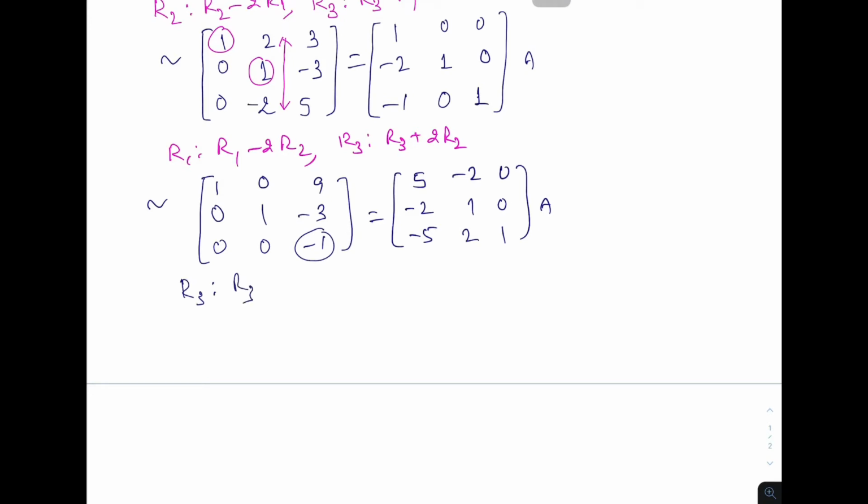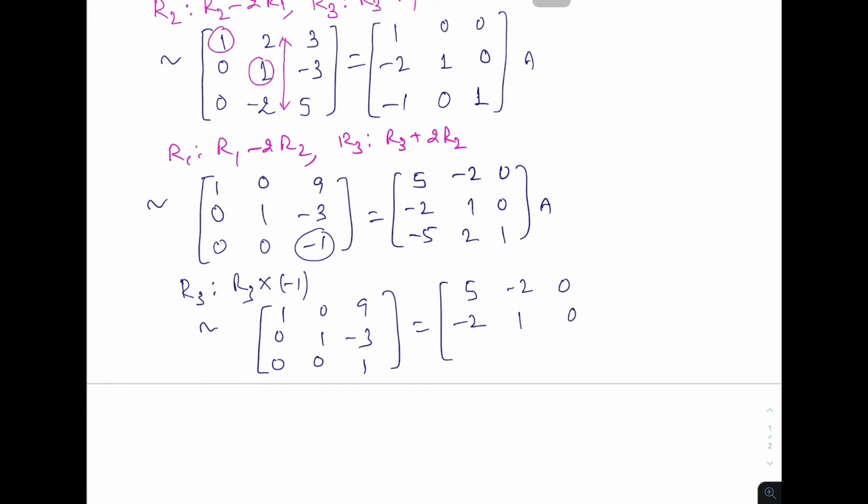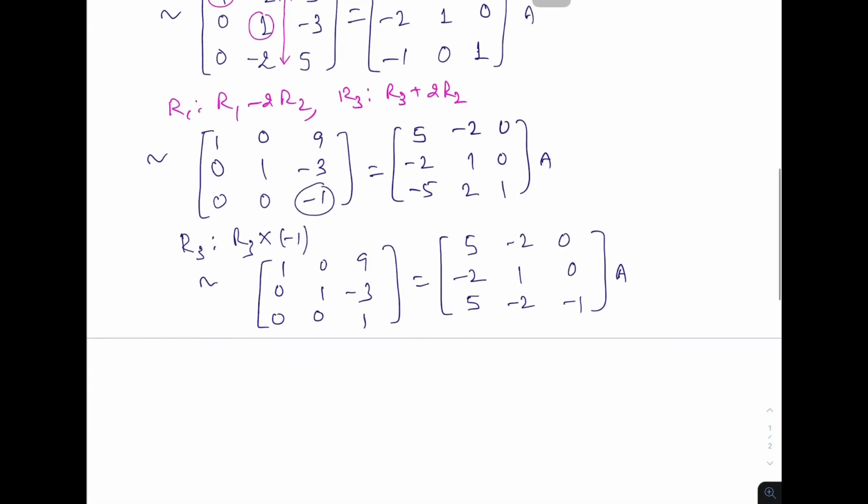So R3 into minus 1. Don't forget, we have to do both sides. 1 0 9, 0 1 minus 3. This is 0 0 1, and this is 5 minus 2 0, minus 2 1 0, and this is 5 minus 2 minus 1 into A.